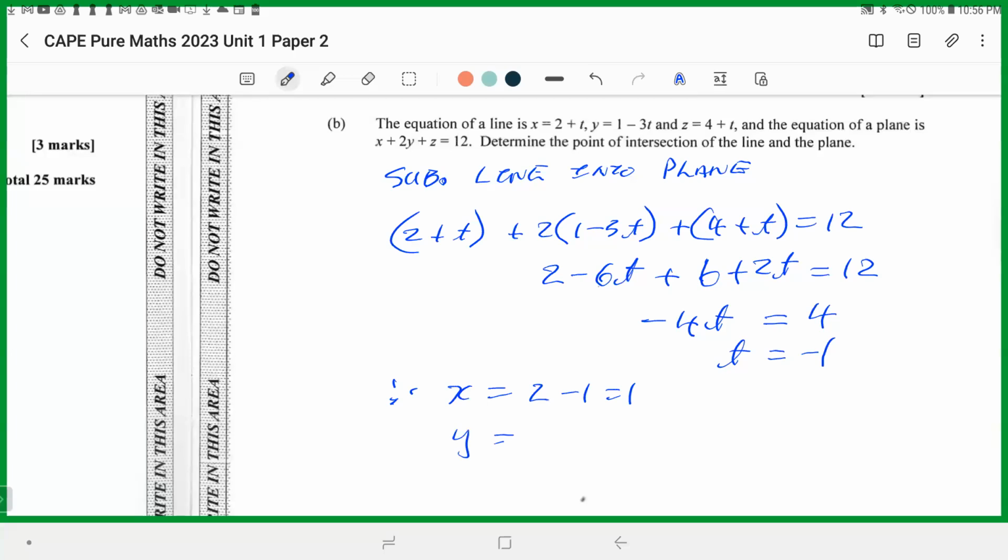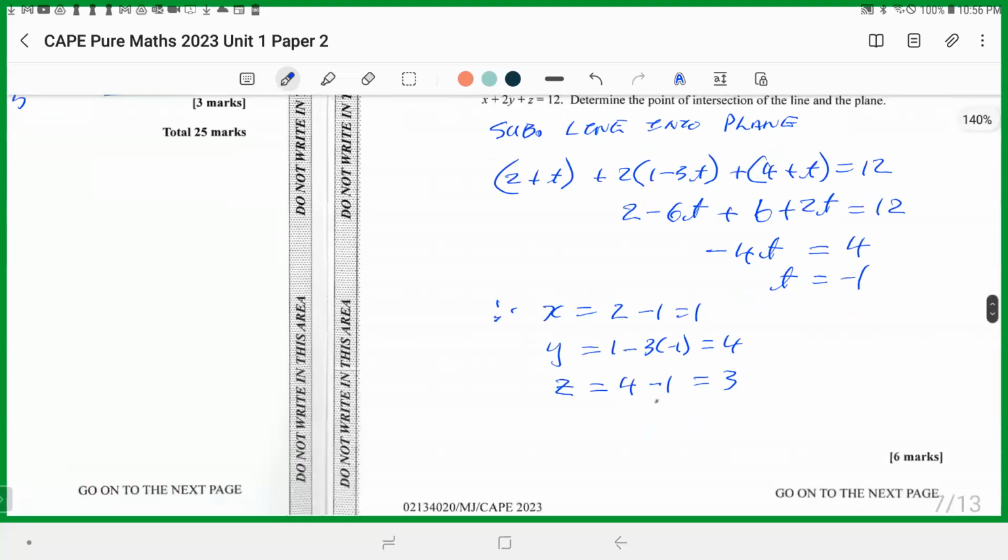The y equals, plug the t in here again. 1 minus 3 times minus 1. That's 1 plus 3 is 4. And the z equals, plug it in here again. It becomes 4 minus 1, which is 3. So those are the coordinates. Therefore, the point that they asked for is x, y, z: 1, 4, 3. Easy question. That's it.